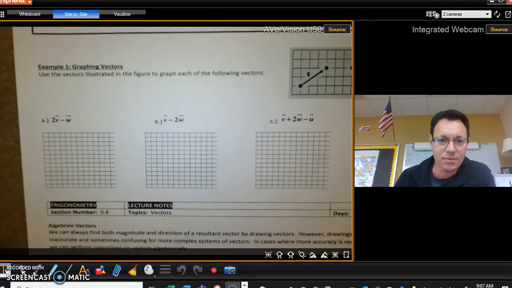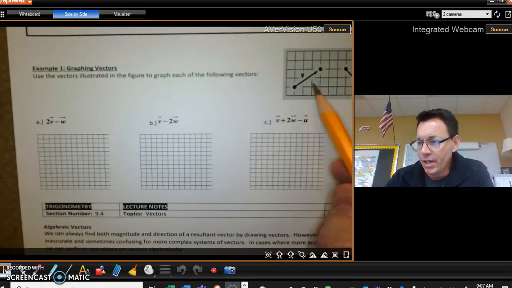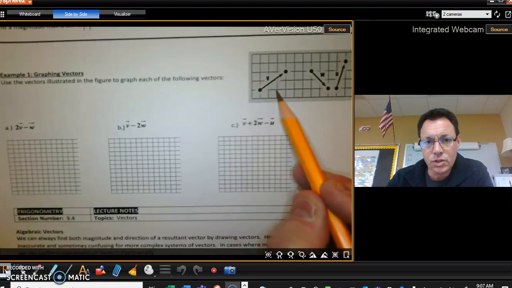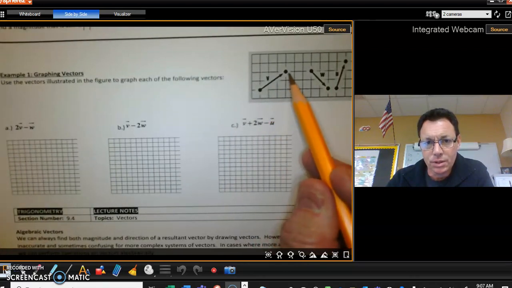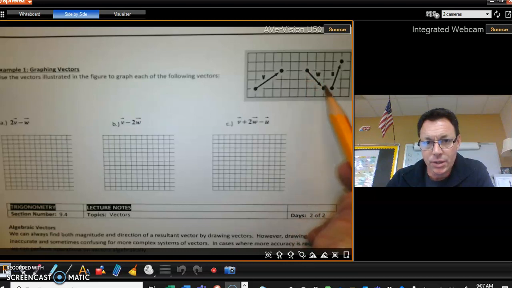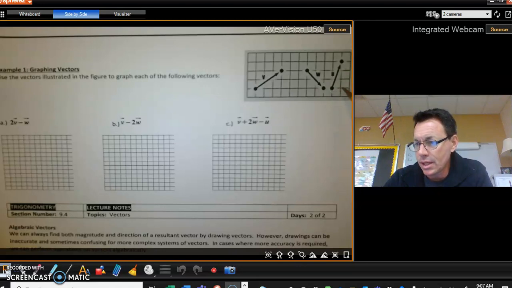This is actually the beginning of the next day's notes. So how do I add? Here are my vectors. I've got vector v. Notice vector v is going 1, 2, 3 to the right and up 2. Then I've got vector w here. Vector w is going down and to the right, so it's going down 2, and then over 2. And then I've got this vector u here that goes over 1 and up 1, 2, 3.